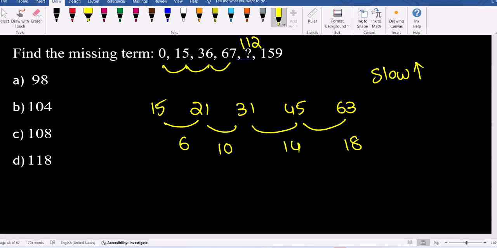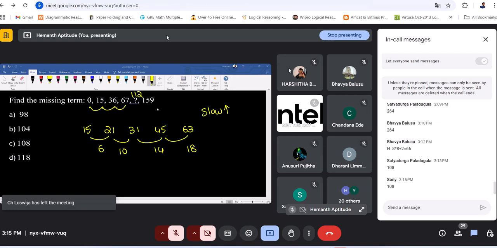6 gap or 3, 5 times, 21, 31. Then it can be 14 gap. But 112 is not there in the options. And even if 112 is there, then the continuation should be 63, meaning 180 or 175 is required. But here only 159 is available. Yeah, Manisha has given 108 as the answer.